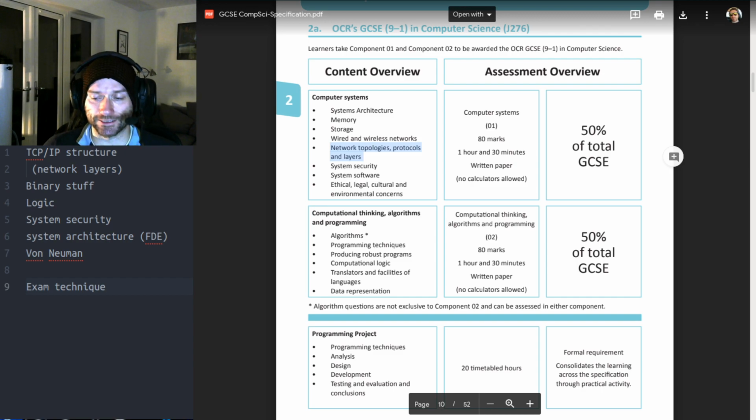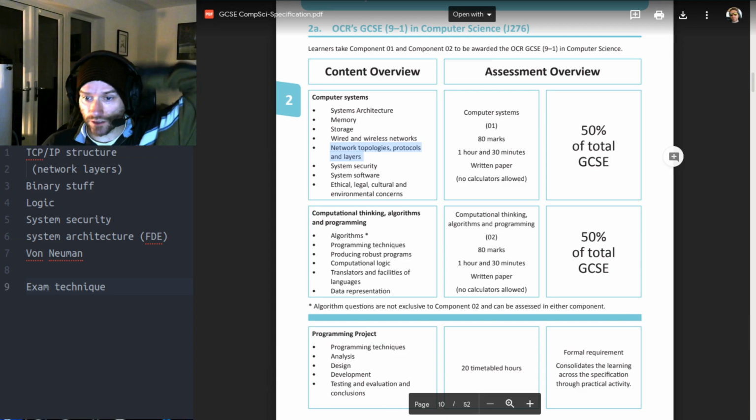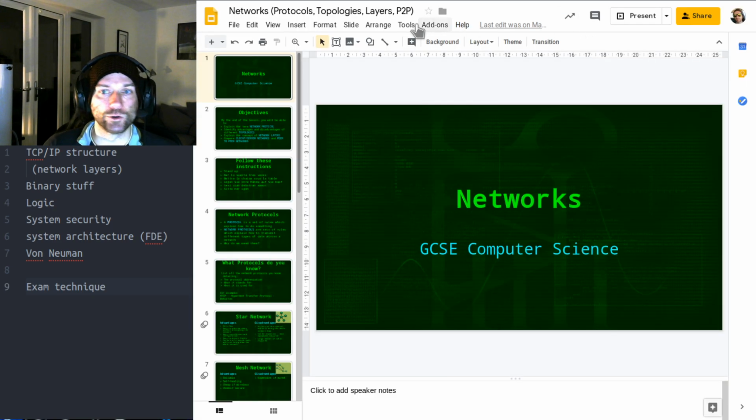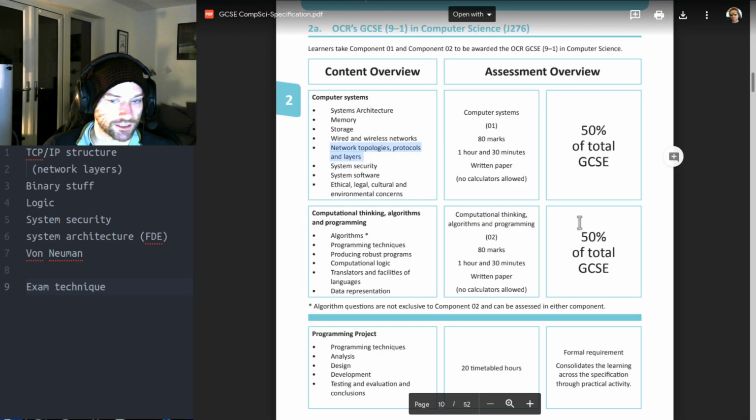So if we say 3 more minutes to get some sort of action plan in place, and then we'll crack on with this stuff. So first thing that we're going to cover is TCP/IP structure. So I should probably find my resources on that. That's GCSE Computer Science resources, Year 10 networks, network topologies, protocols, and layers. Let's go whack that down there. Boom, there it is.